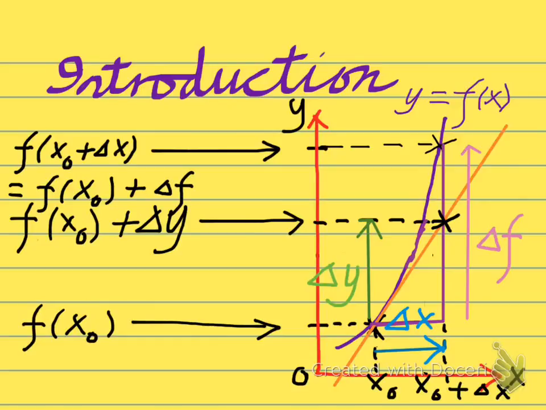On top, the value given by f at x0 plus delta x, which is also equal to f at x0 plus delta f. The middle is the value of f at x0 plus delta y. And finally, the bottom given by the value of f at x0.